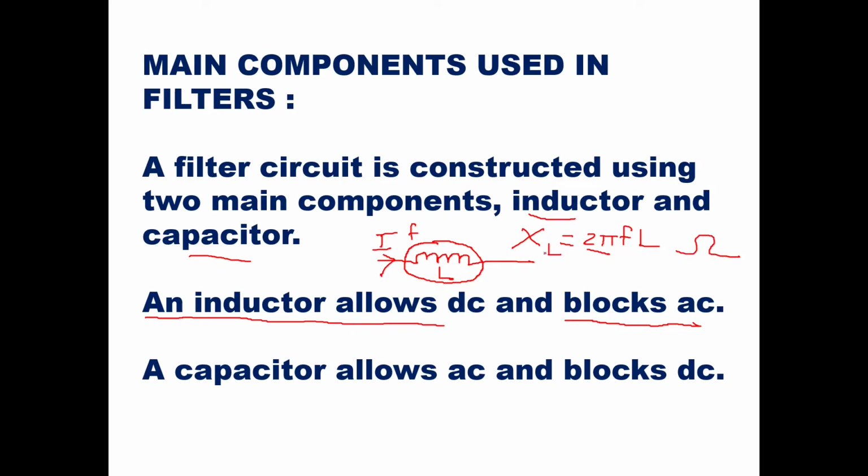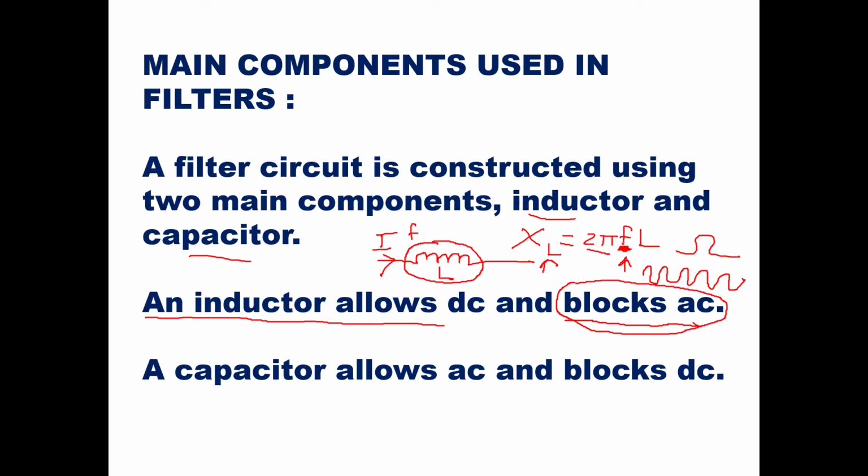Now if the quantity is an AC quantity, then the frequency will increase. If the frequency increases, the reactance also increases because it is directly proportional to it. In AC, you will have a higher frequency. Frequency will increase as you go for an alternating quantity. That means the reactance, the opposition to the flow of current provided by the inductor, will increase. That is why it will block AC. So the statement that it blocks AC is true.